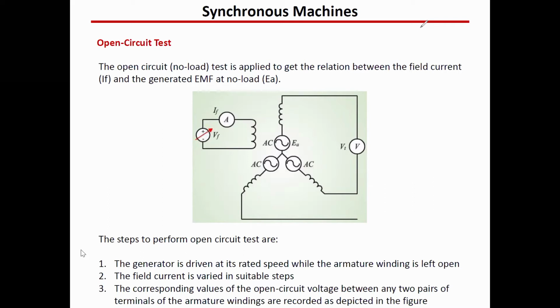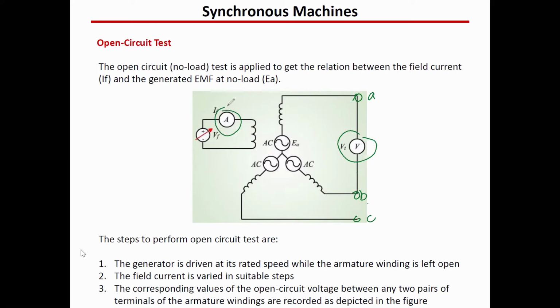So we'll leave all the terminals here open circuit. So we don't connect, and this is Y connection. We leave this open circuit, and between this and this open circuit. So this is A, B, and C open circuit, all of them. We don't connect any load. We just connect a voltmeter here between A and B and a meter in the field side.